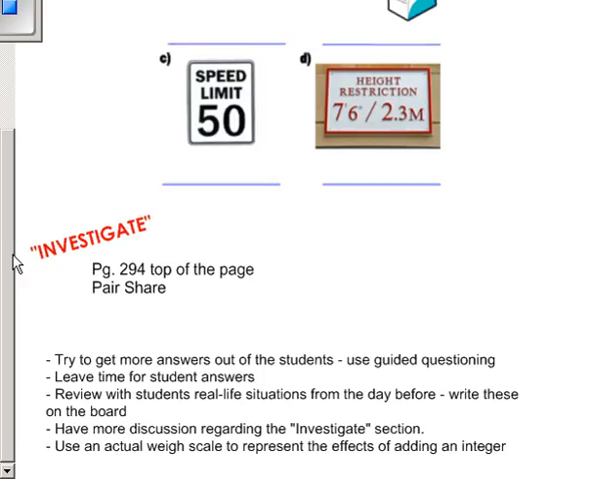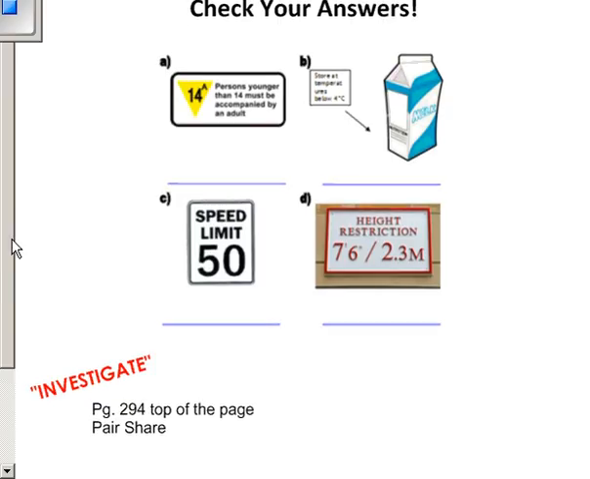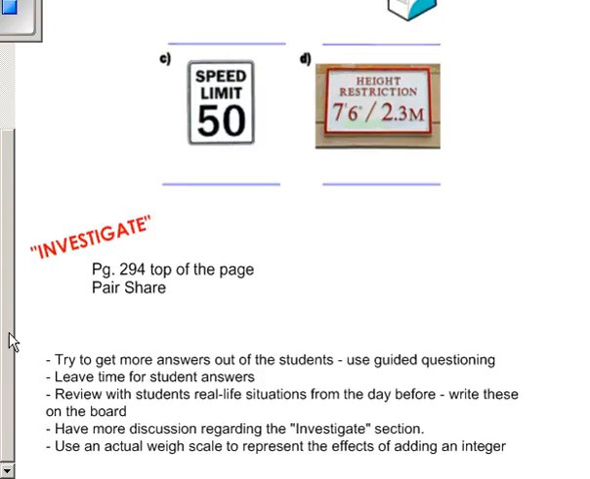Before, on this page, we would do the examples on the board before we showed them this, and have more of a discussion about the investigation section, and then use a weigh scale to represent the effects of adding an integer, which was another thing we got from feedback.